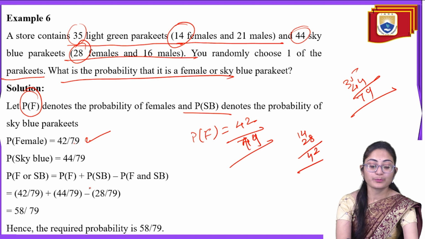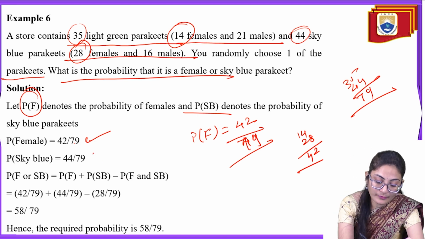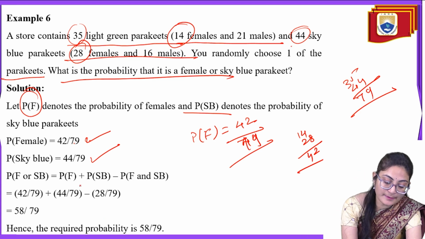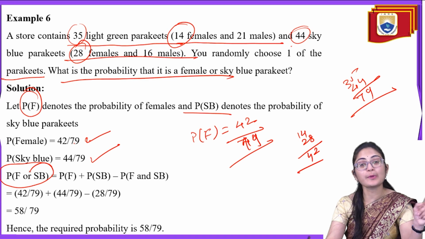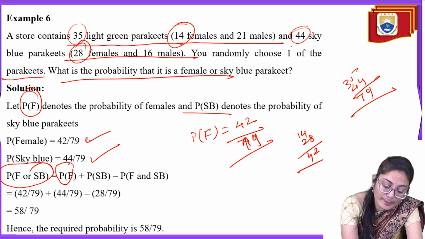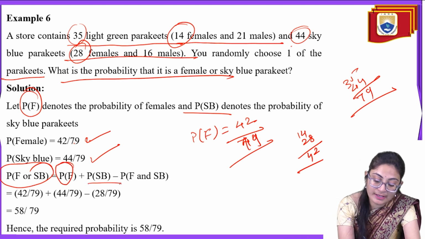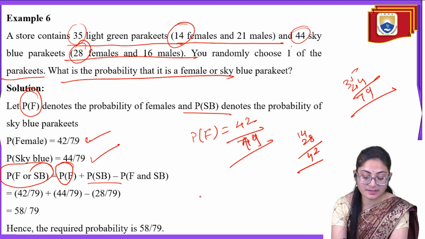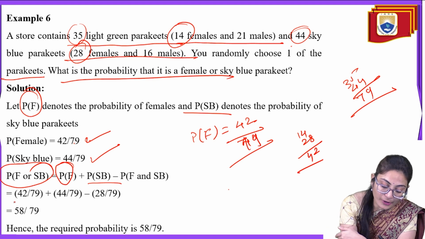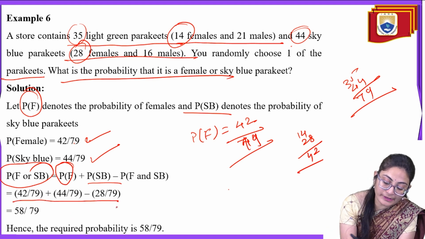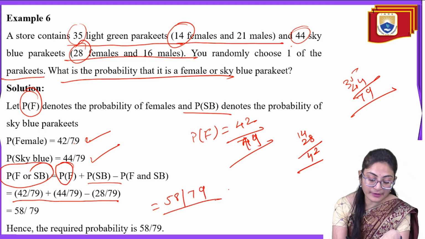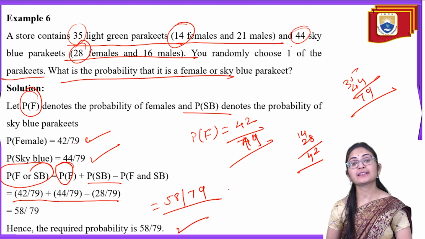Then after that, the probability of sky blue is 44 by 79, as there are 44 sky blue parakeets. Then we have to find the probability of female or sky blue, which is equal to probability of female plus probability of sky blue parakeets minus probability of female and sky blue parakeets. Now we solve this problem, and after solving we will get 58 divided by 79. Hence the required probability is 58 by 79.